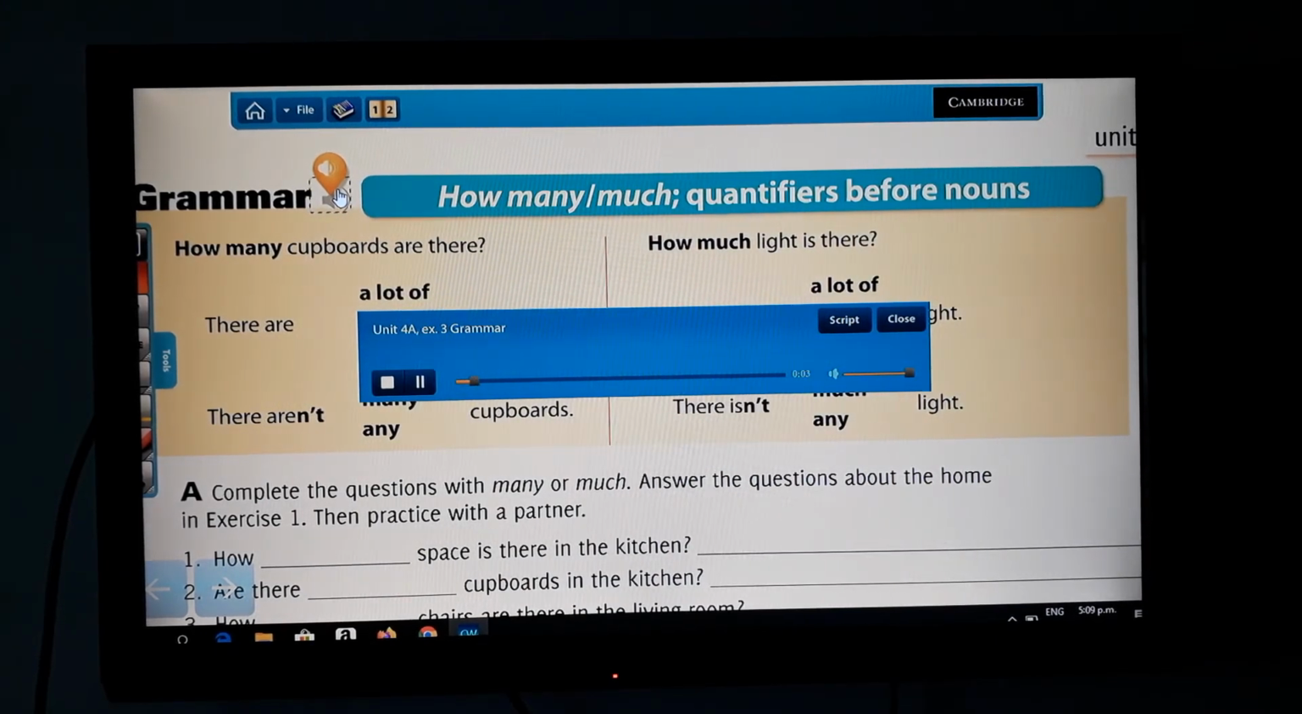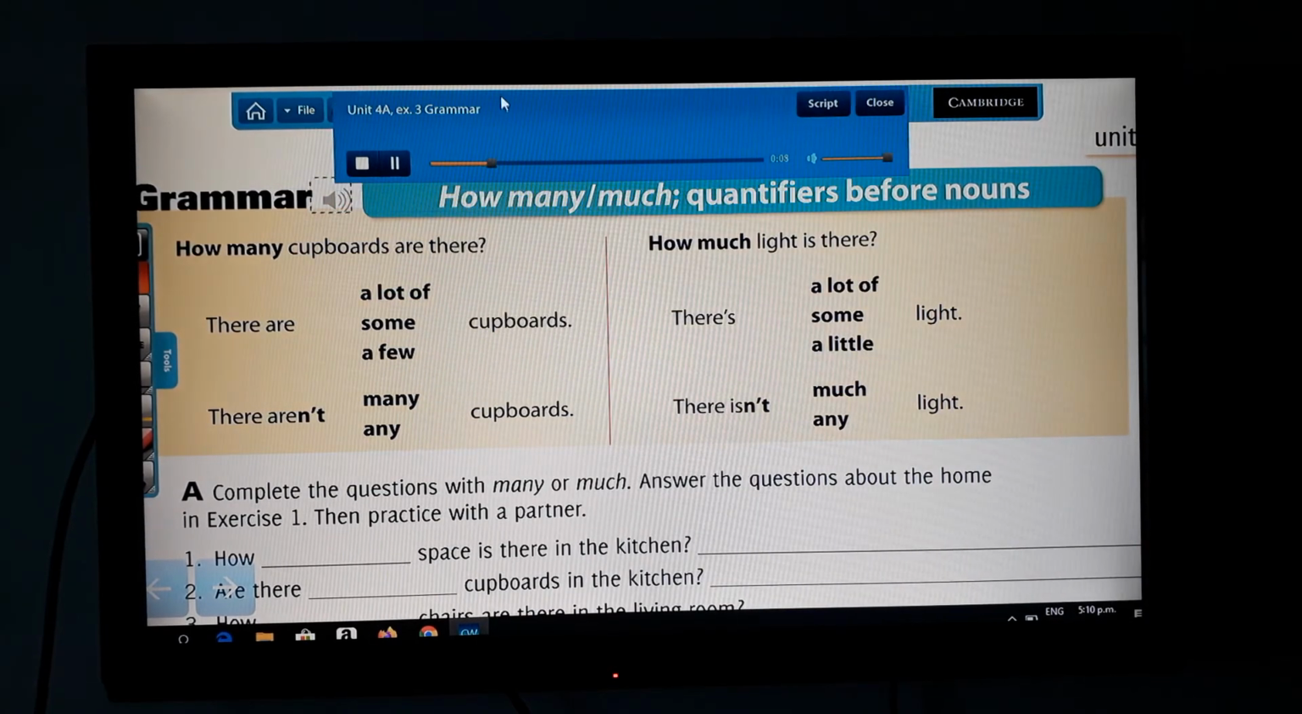Exercise 3. Grammar. How many? How much? Quantifiers before nouns. How many cupboards are there? There are a lot of cupboards. There are some cupboards. There are a few cupboards. There aren't many cupboards. There aren't any cupboards. How much light is there? There's a lot of light. There's some light. There's a little light. There isn't much light. There isn't any light.